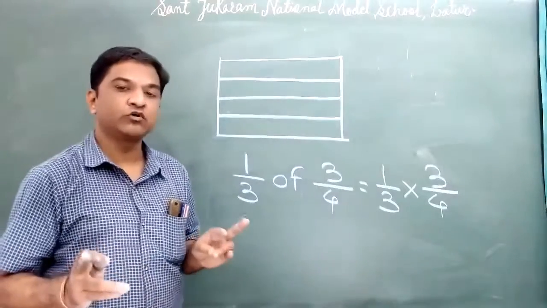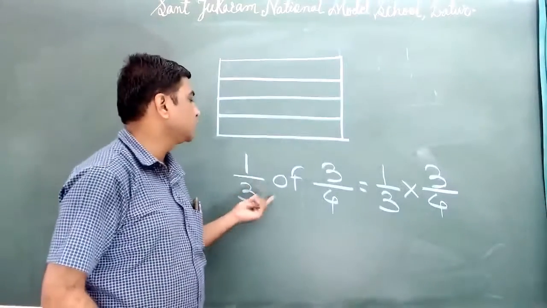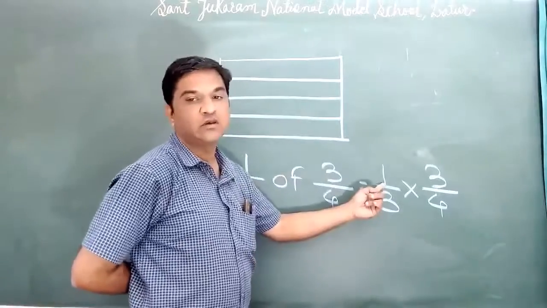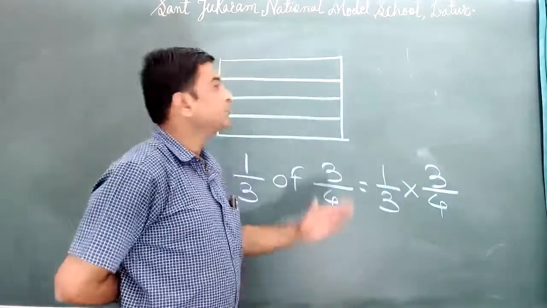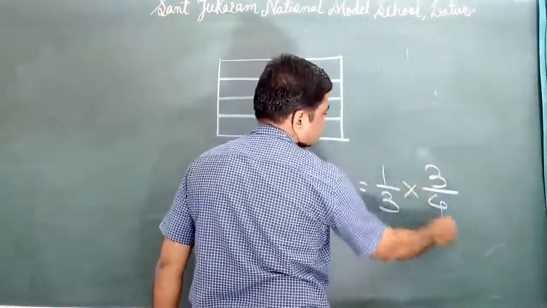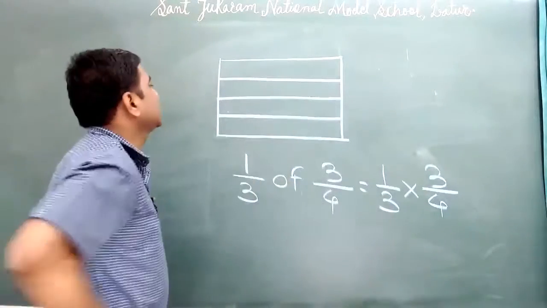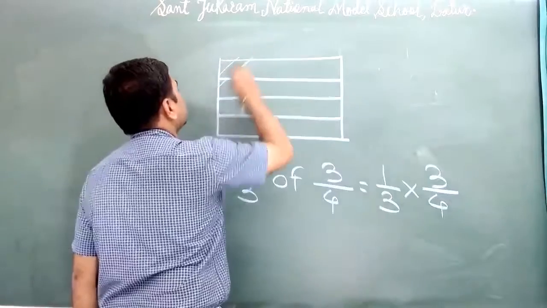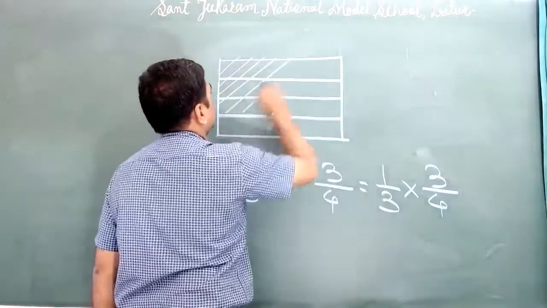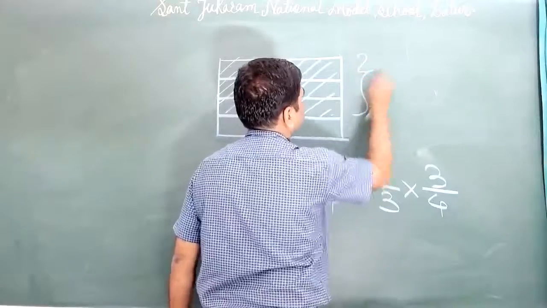We will see one more example of multiplication of fractions, where we find 1/3 of 3/4. It's 1/3 multiplied with 3/4. For that, we are going to take a rectangle. First we take the fraction 3/4. I divide this rectangle horizontally into 4 equal parts, and to take 3 parts, I shade 3 parts of this rectangle. This shows me 3/4 of this rectangle.